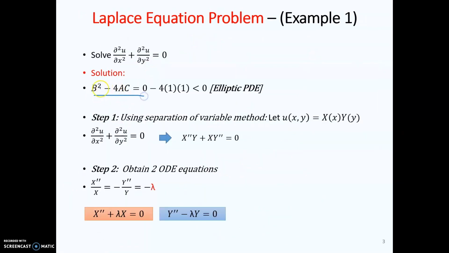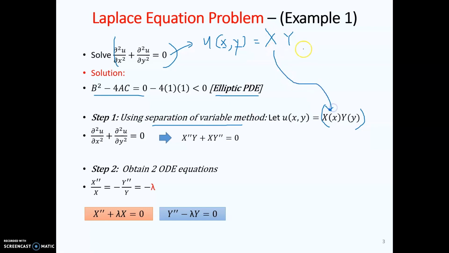Previously, we have used the b squared minus 4ac in order to identify that the Laplace equation here is an elliptic PDE. To obtain the PDE solution, which is u with respect to x and y here, we can use the separation of variables method by having the solution equal to the multiplication of two functions for the independent variables here, which is capital X multiplied with capital Y. Capital X here indicates the x function, and capital Y here is the y function.